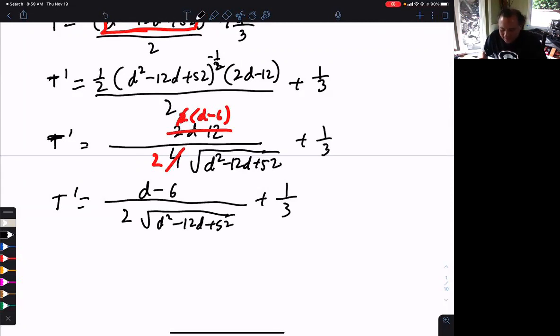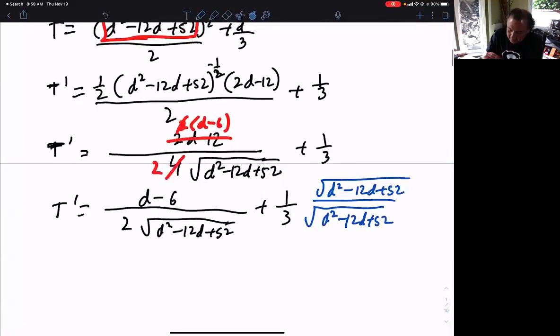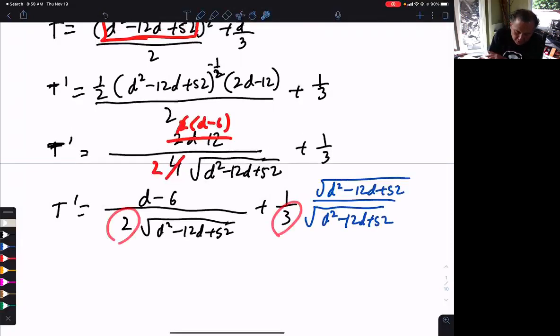Okay, we need a common denominator. So I wish this one had the square root of d squared minus 12d plus 52, but I can put one on top and bottom, and that equals 1, so I haven't changed anything. So that is bueno. And I need a 6 here and here. So I'm going to multiply this by 3 over 3. And I want a 6 down here. To get that, I'm going to multiply by 2 over 2.